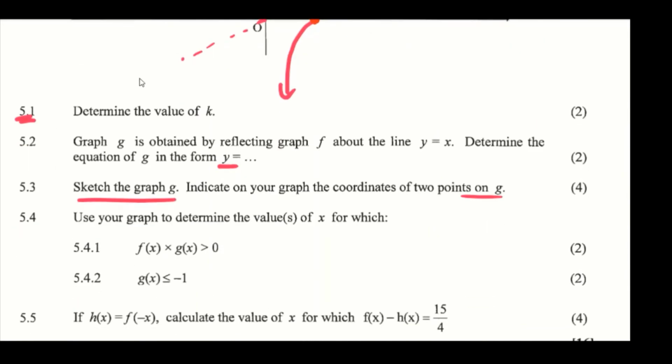And then 5.4, use your graph to determine the values of x for which, in 5.4.1, when you multiply the y value of f of x with the y value of g of x, you're getting a solution which is greater than 0, which I want to say is a positive solution, right? So we want to look at a situation when that happens. So where does that happen?